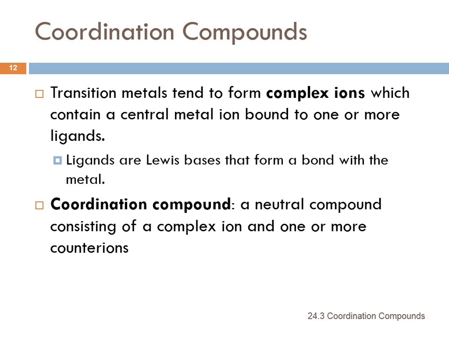Coordination compounds. We talked in one of the earlier chapters about complex ions, right? How copper forms a complex ion with ammonia molecules. And it's the transition metals that tend to form these complex ions. A complex ion contains a central metal ion that's bound to one or more ligands. The ligands are Lewis bases, meaning they're electron donors, and they will form a bond with the metal ion.